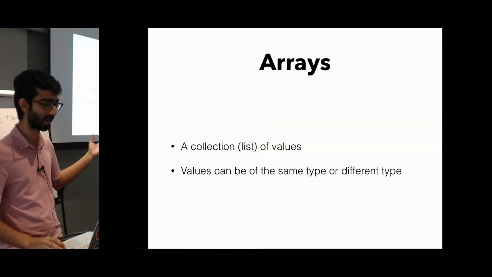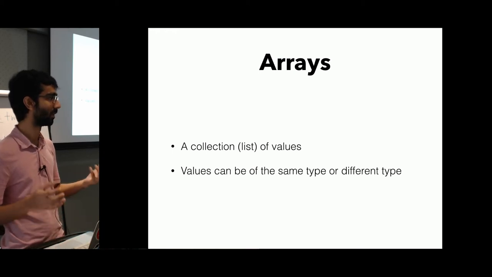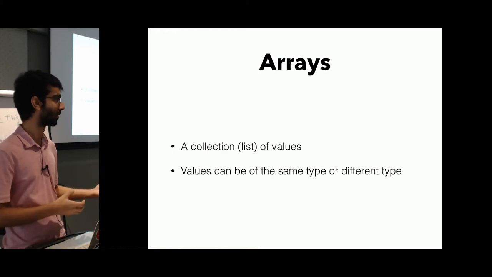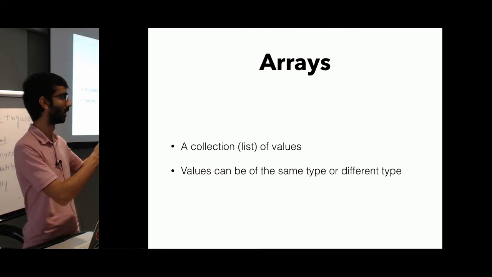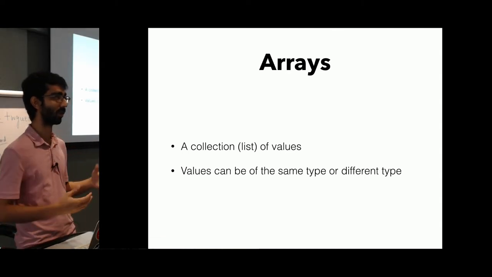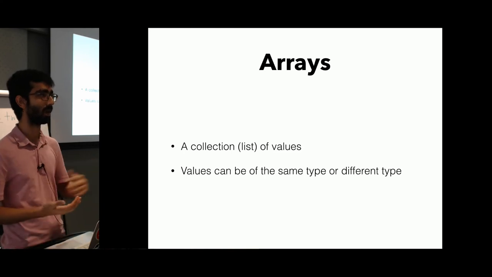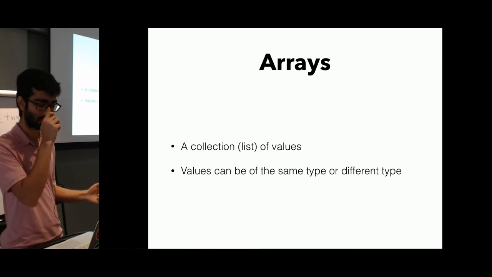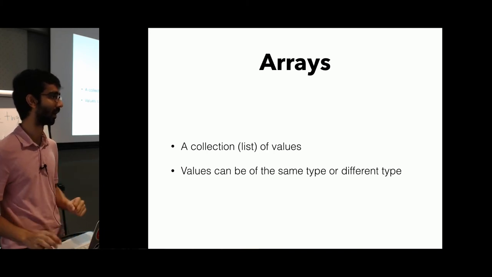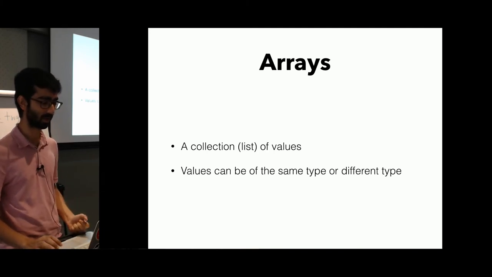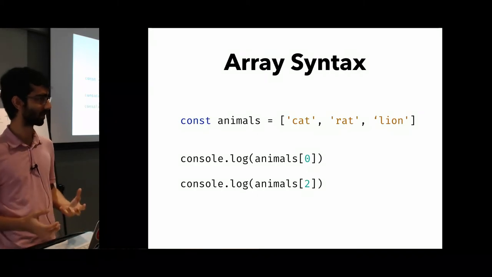So yeah, it's a collection of values. The values can be of different types or of the same type. So you could have an array where the first value is a string, the second value is a number, the third value is an object. But you could also have one where they're all strings or all numbers or all objects. Most of the time, you'll find we'll put similar values in one array. It just makes sense a lot of the time. Here's what it looks like.